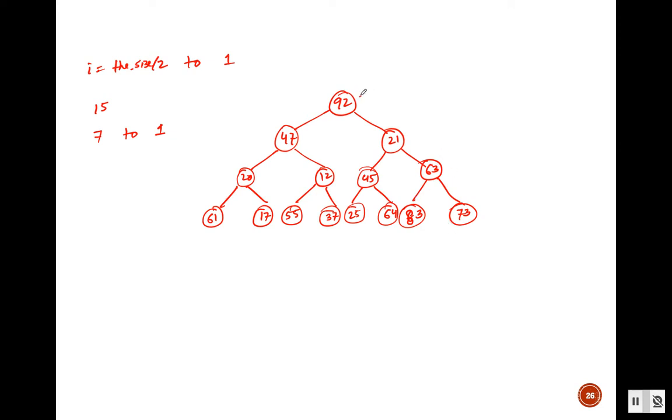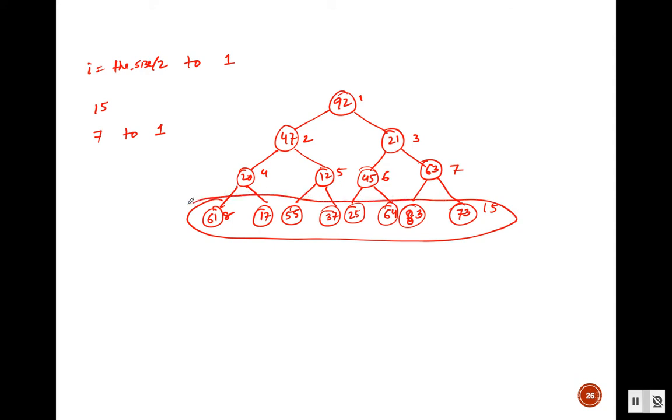So here you can see 1, 2, 3, 4, 5, 6, 7, these are the indices. So for 8 to 15, all those indices we are just ignoring them. For the leaf nodes, we don't have to actually do the heapify or percolate down algorithm. We don't have to implement them.